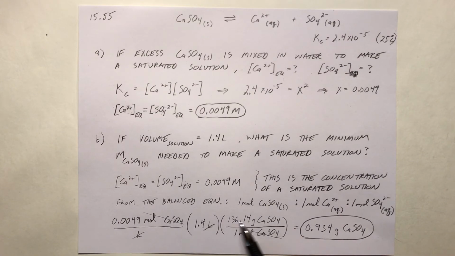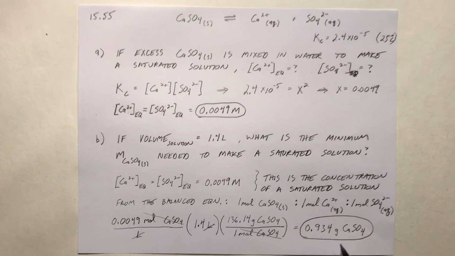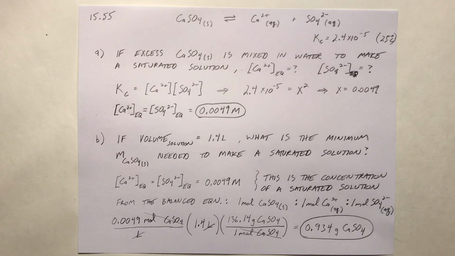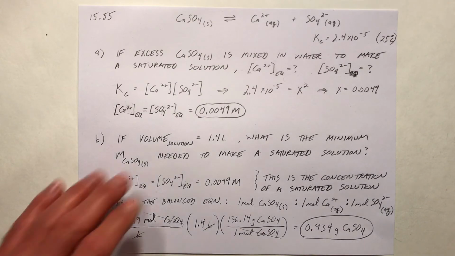And now we would have moles of CaSO4, so let's turn that into grams using the molar mass of CaSO4. So this 131.16 is adding up the molar mass of Ca and S and 4 O's. So we set it up so moles cancels and grams carries into the answer. So that's how much CaSO4 you would have to dissolve, the minimum amount that you would have to dissolve to get a saturated solution. It's 0.934 grams.